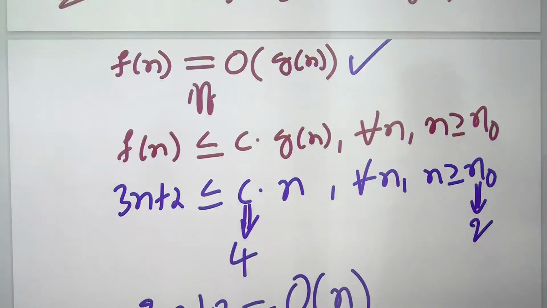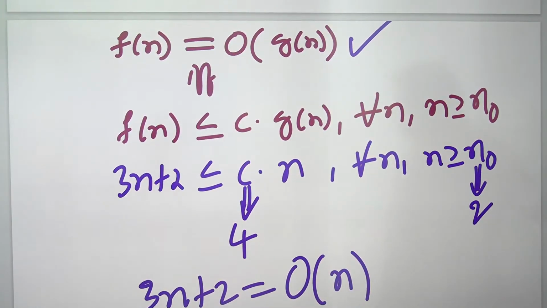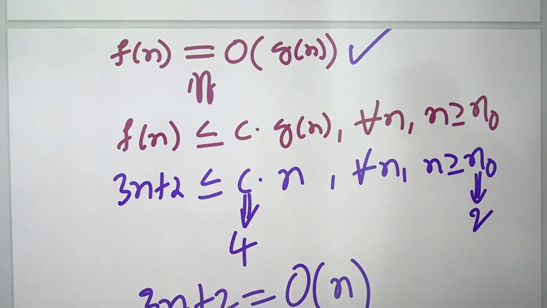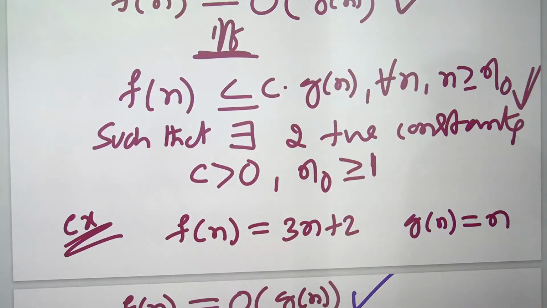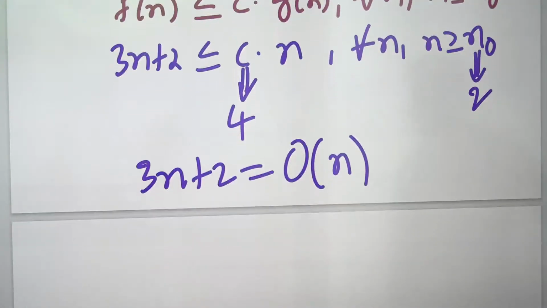Some people are asking, you took C value 4, sir, what about 5? I think if 4 is working, then 4 itself makes right bigger. Definitely 5 also will work. You need not think about every C. See the definition: such that there exist two positive constants. You need not bother about every constant. Find one constant C which is greater than 0. Find one n0 which is greater than or equal to 1. This condition should be satisfied.